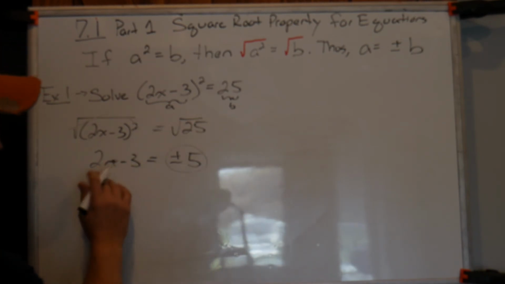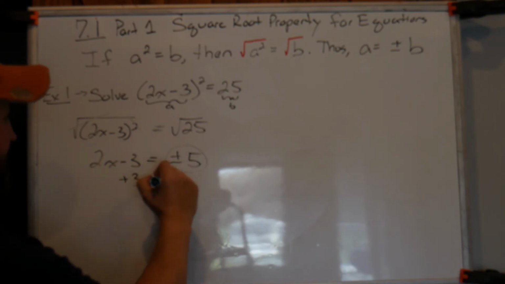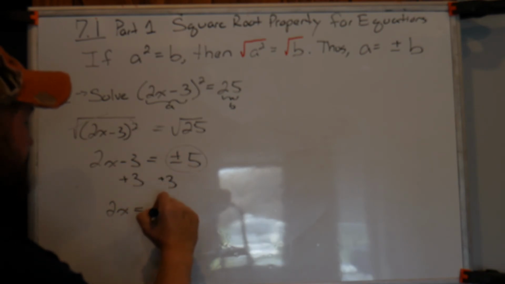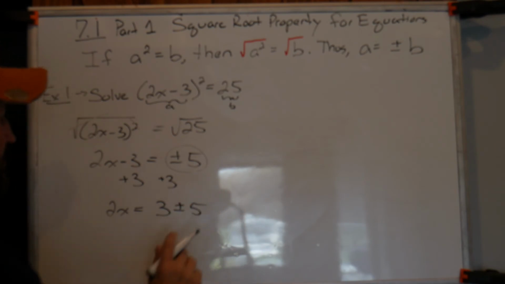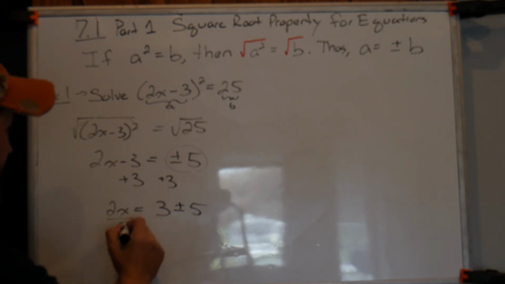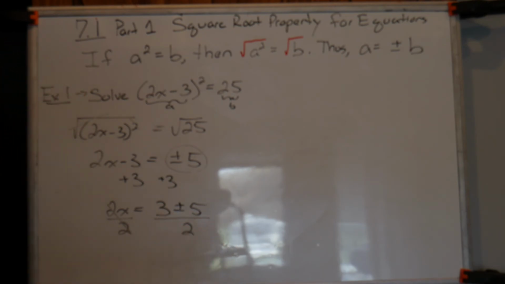Now, we're down to a simple equation. We have to solve for x. To solve for x, we add our 3. But like I said, we want to keep that 3 out front. We always want to add and subtract at the end. So we'll leave our plus minus at the end, factor our 3 in here. Now I need 1x, so I divide by 2. What I do on the left, I do on the right. Here's technically my answer, 3 plus or minus 5 over 2.